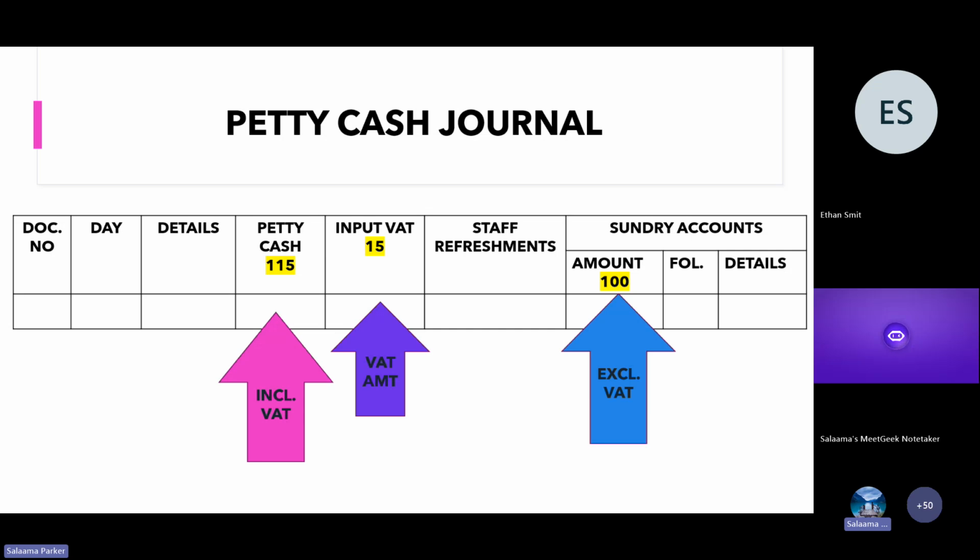Okay, right, so very important to note where we record the inclusive and where we have to record the exclusive VAT amount. And of course, do we calculate VAT on staff refreshments? Who can tell me? What is the category for staff refreshments? Thank you, Madeleine. Staff refreshments is non-allowable. Okay, so no VAT will be recorded there. Okay, right. So let's proceed.